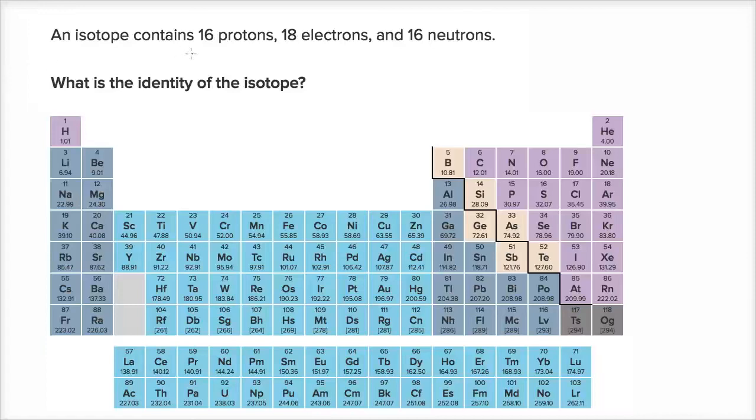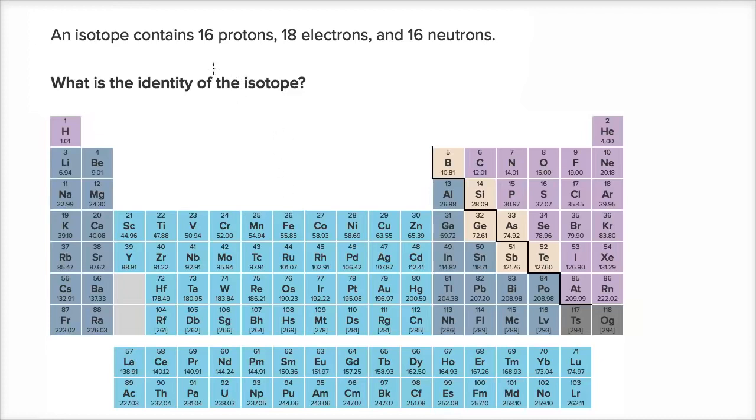An isotope contains 16 protons, 18 electrons, and 16 neutrons. What is the identity of the isotope? And I encourage you to pause the video and see if you can figure it out, and I'll give you a hint. You might want to use this periodic table here. All right, so I'm assuming you've had a go at it.